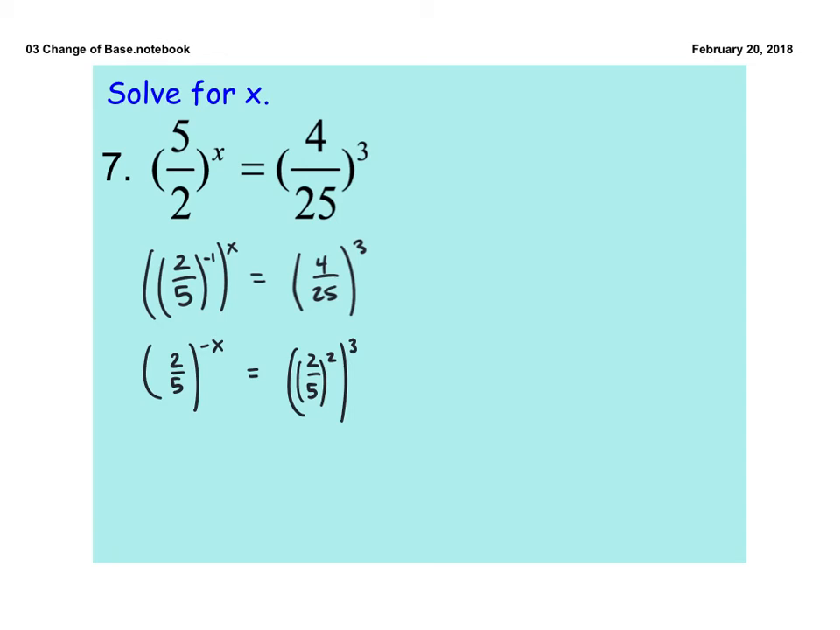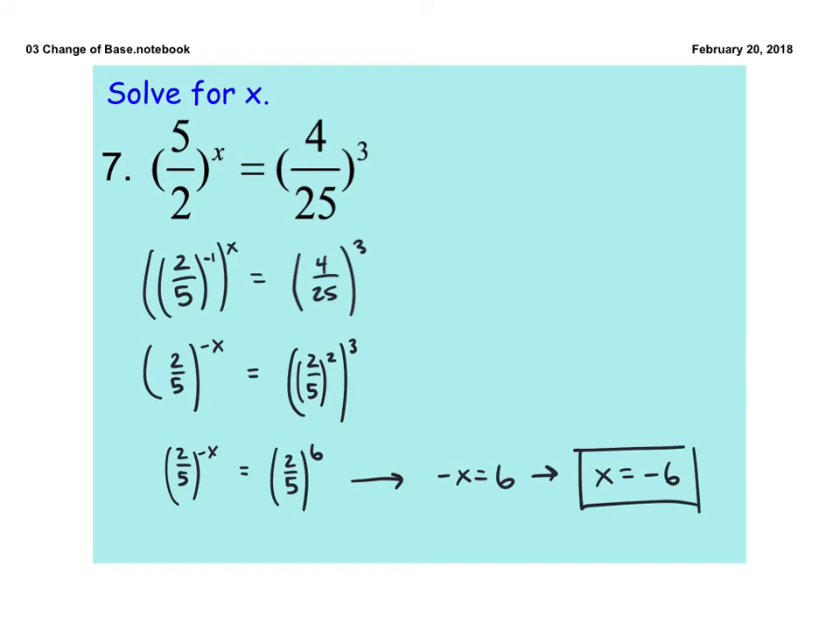Okay, then what we have is, we're leaving this one to the negative x. This one is now 2/5 to the 6th power. So the bases are the same. That means the exponents must be equal. That means that x is -6.